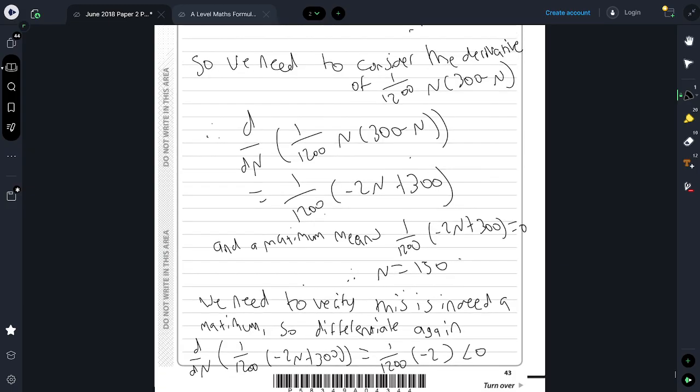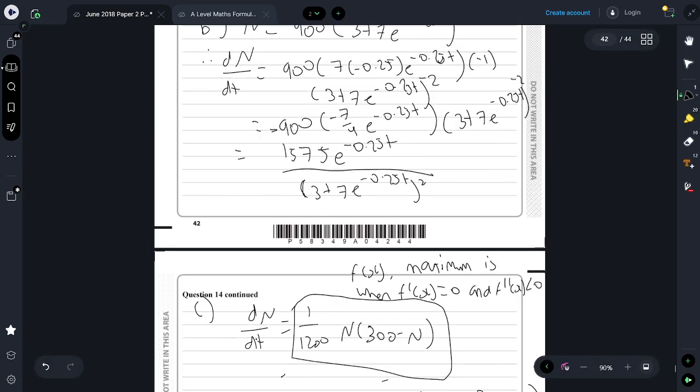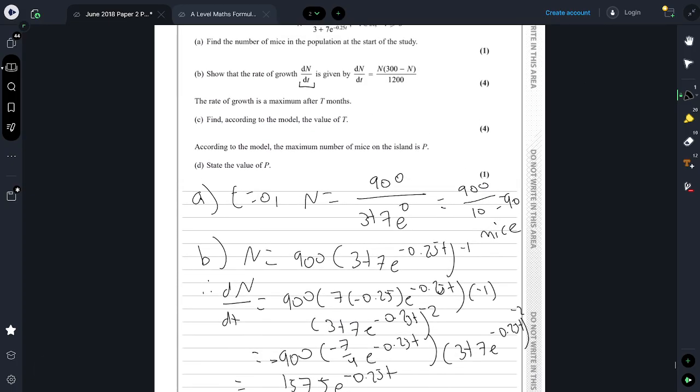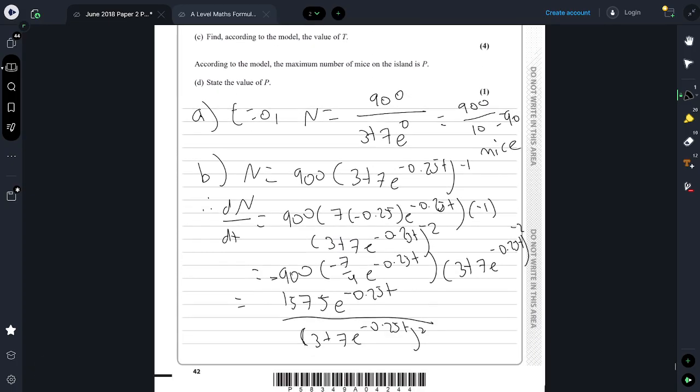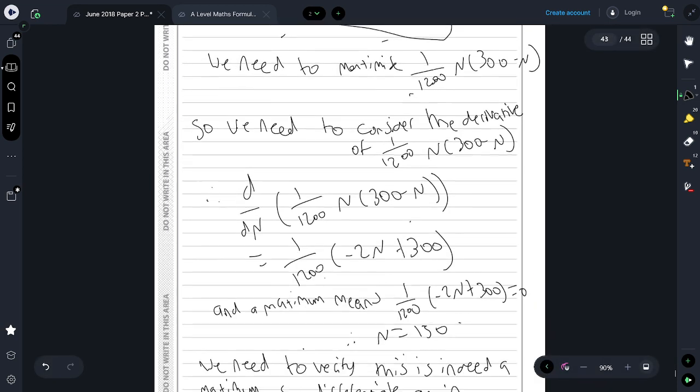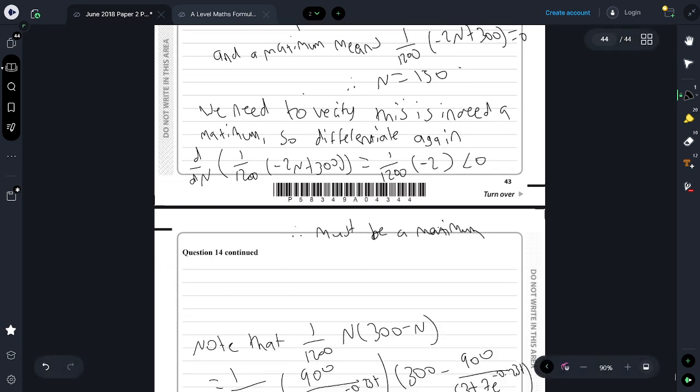Okay, so what did the question say? So there does exist a maximum. It says find its maximum after t months. Okay, so we need to find t, not n. Therefore, n is 150 is the maximum. But we need to find t.